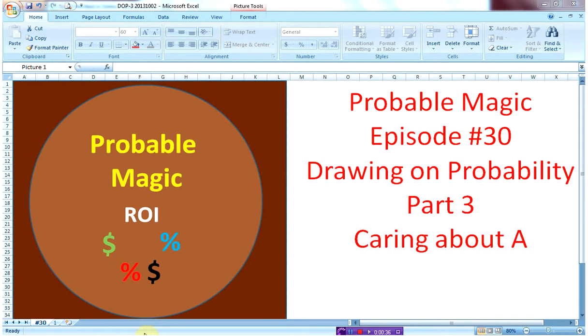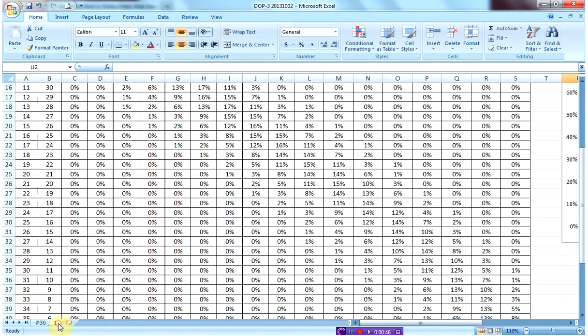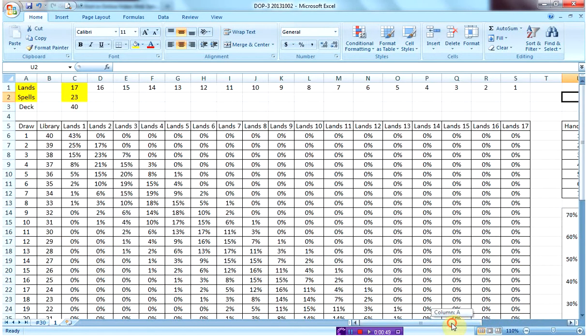If you've seen the previous episodes in this series, we started by creating a probability of draw table in which, let's bring it up here, we said to use this table we had to divide our deck into two categories. The cards were either A or not A. And the example I've been using was lands and not lands, with not lands being spells.